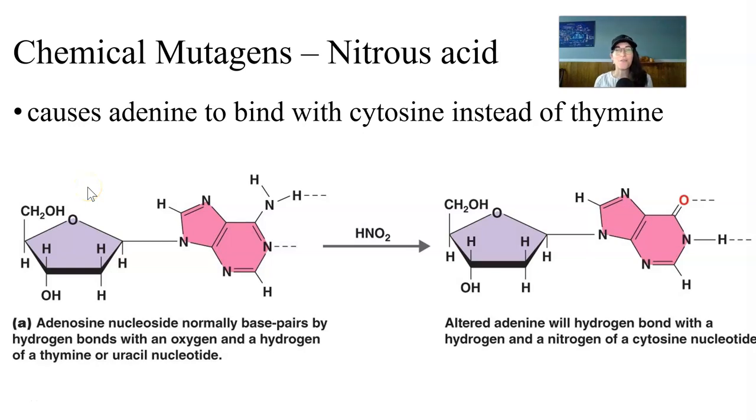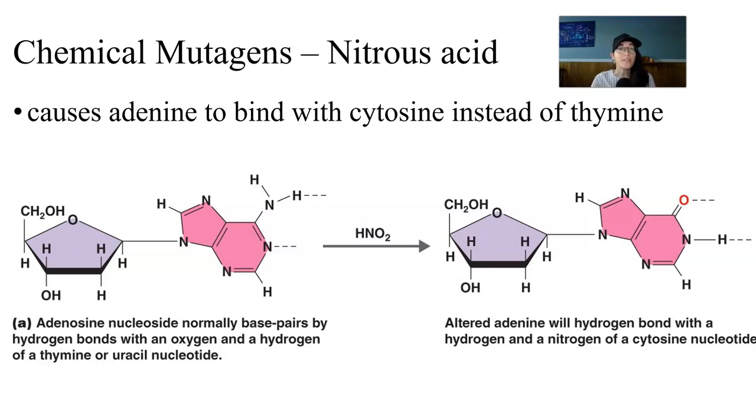So let's talk about a few chemical mutagens. These are chemicals that will cause mutations. Nitrous acid will cause adenine to bind with cytosine instead of thymine. So it messes up base pairing.